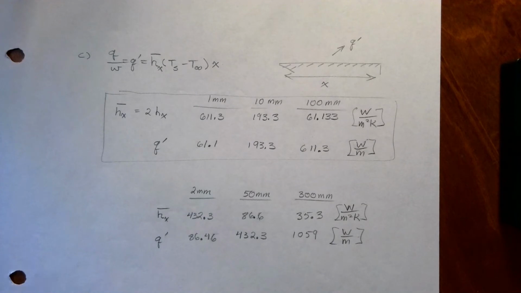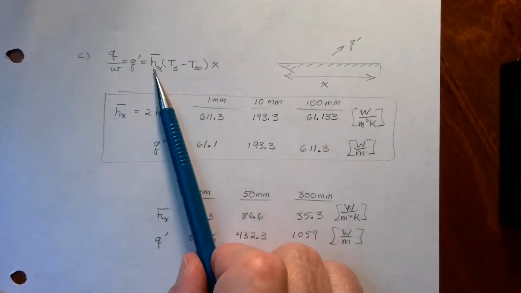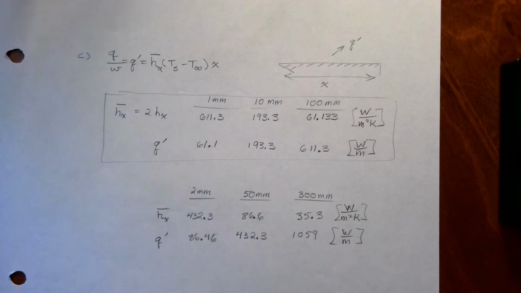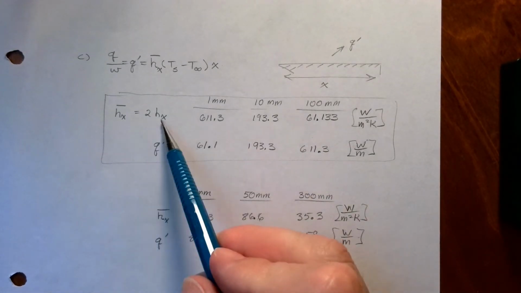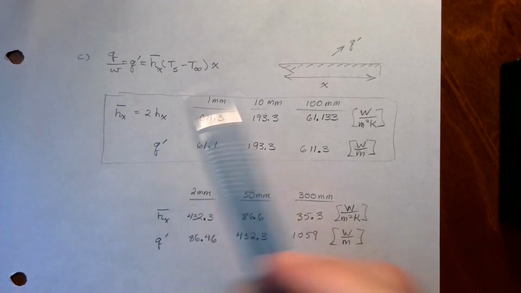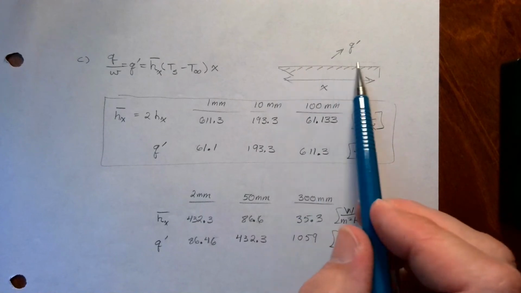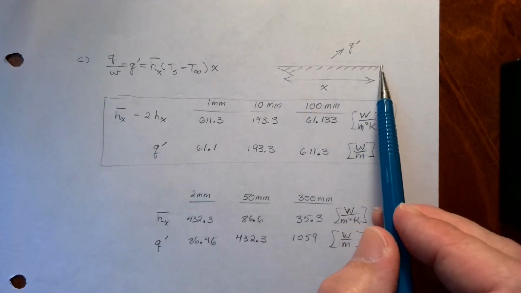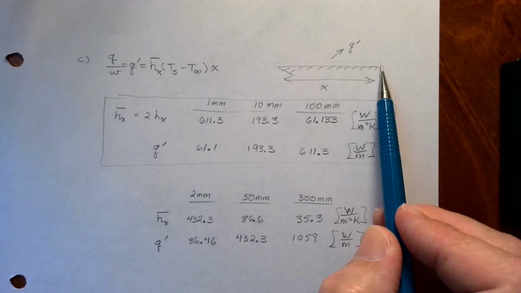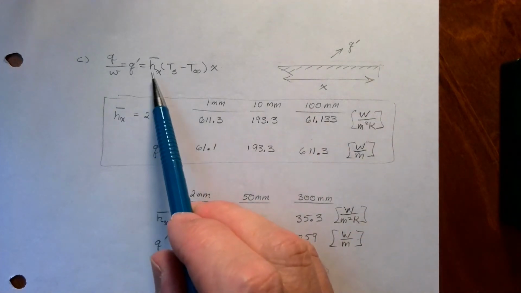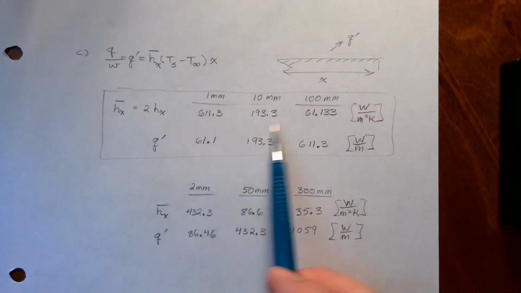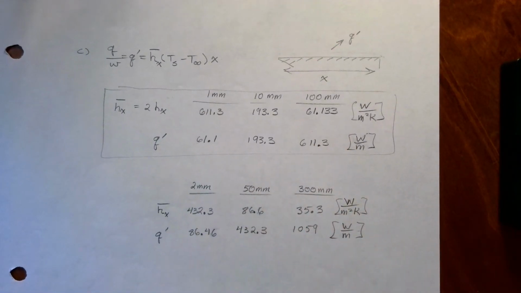So we need h bar. If you remember before, I made the observation that the average Nusselt number, Nusselt number bar, is actually 2 times the local Nusselt number. That means the average heat transfer coefficient is going to be 2 times the local. So the average over this distance is 2 times the value at the very end of that distance. If I just use that for the heat transfer coefficient, here are the answers I get for Q.